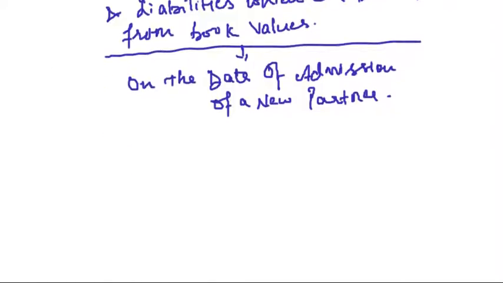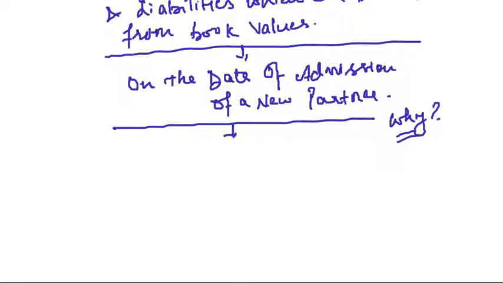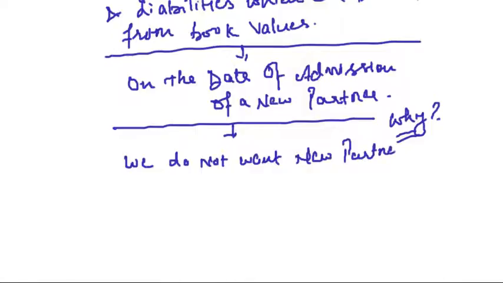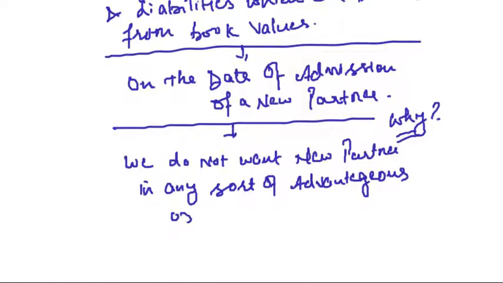Why? The question is why? Right? The answer is very simple: we do not want the new partner in any sort of advantageous or loss position. We do not want a new partner to be in the advantageous or in a loss position after the admission of a partner. Why? Because that may create conflicts in future.